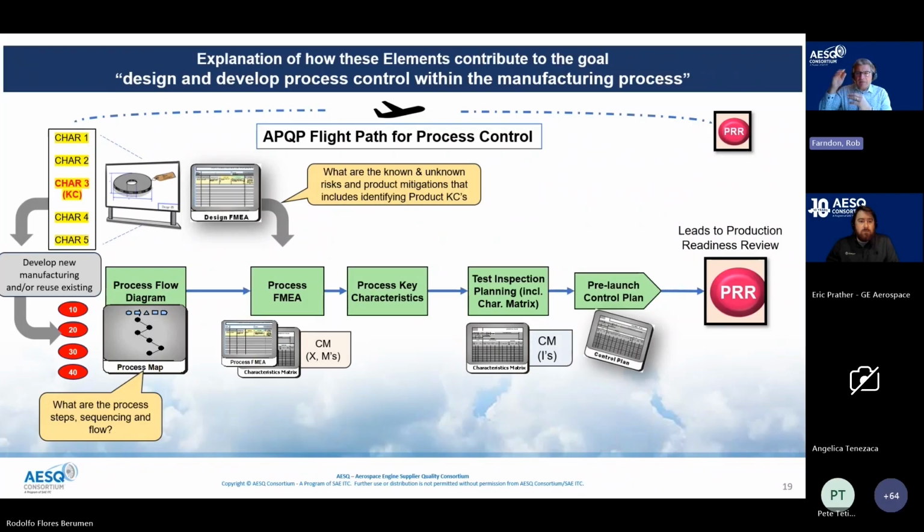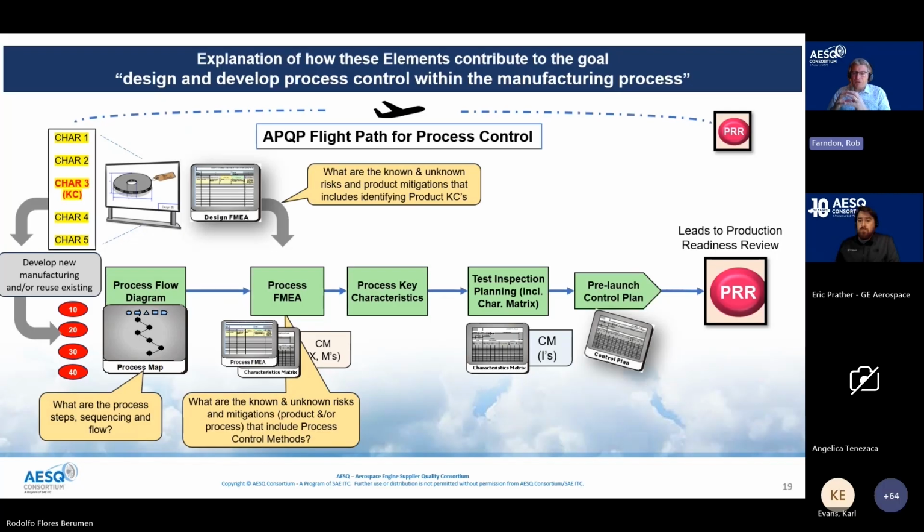The design FMEA up at the top, of course, is a design-led activity, but we want the MEs to be involved in this. We're trying to understand what are the known and unknown risks to the product, particularly focusing around the functionality of the product. And those aspects of the design that we're really worried about, those characteristics, we're going to mark as being product KCs. CIs are things we're worried about. KCs are things that we worry about that are subject to ongoing process control. And that's important from our point of view.